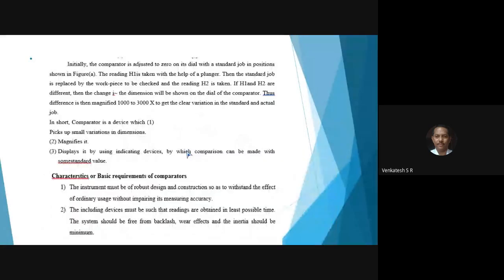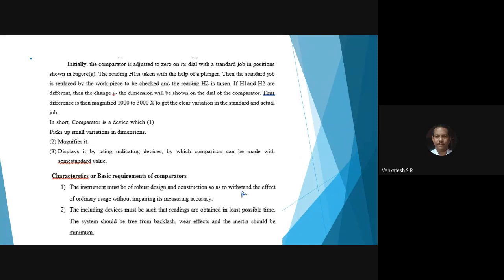Next, come to the characteristics of comparators. So what are the things you expect in the comparator? First one, the instrument must be robust in design and construction, withstand the effects of ordinary usage without impairing measuring accuracy.